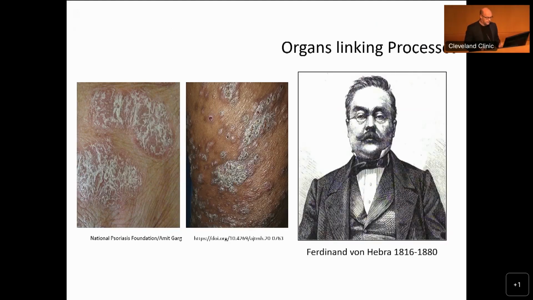And it was owed to the contribution of Ferdinand von Hebra that he realized that a similar appearance of a lesion in the same organ can have very different reasons, and that was a differentiation between psoriasis and leprosy. Leprosy is probably not that frequent anymore, but in the 19th century, this was an important differential diagnosis of psoriasis, and he could differentiate this for the first time.